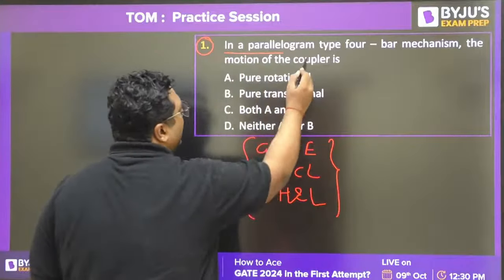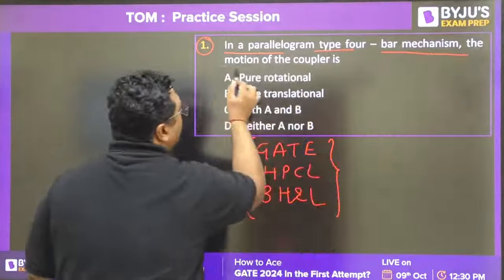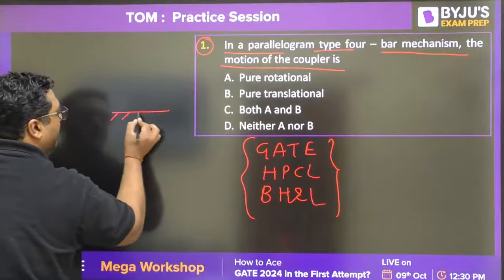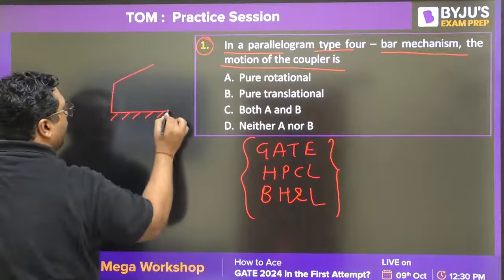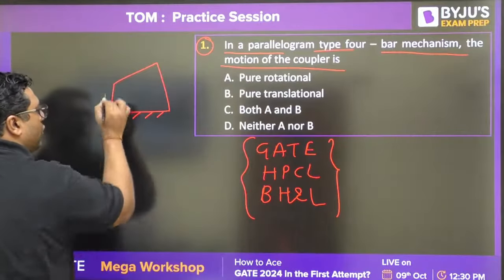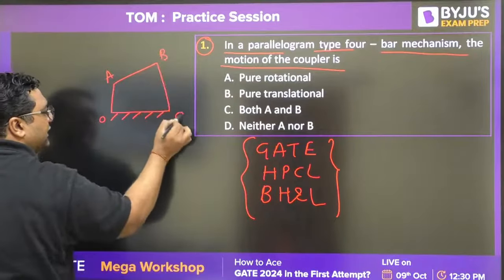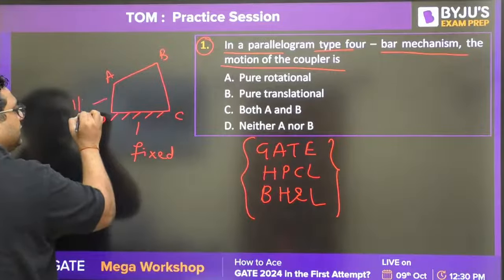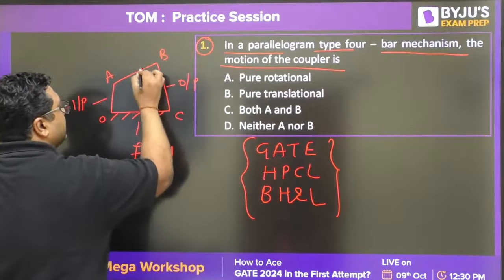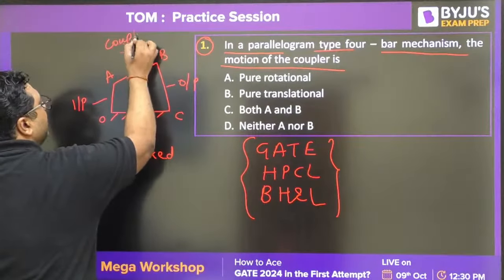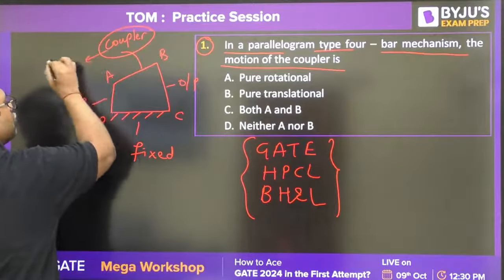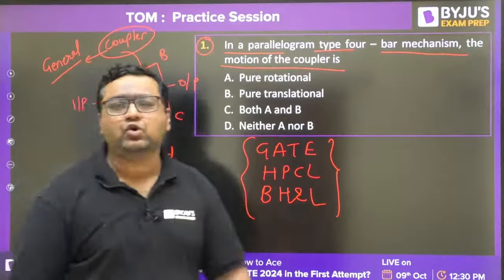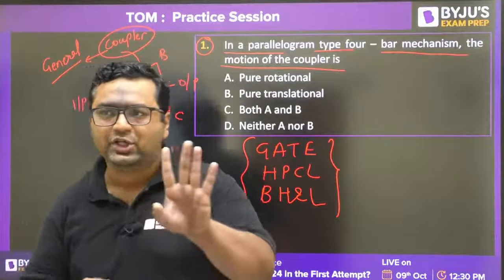So the question is, in a parallelogram type 4-bar mechanism, the motion of the coupler is. When I make a simple 4-bar mechanism OABC, this is the fixed link, this is the input link, this is the output link, and this is the coupler. In general, the coupler has general motion, and this general motion includes translation and rotation both.